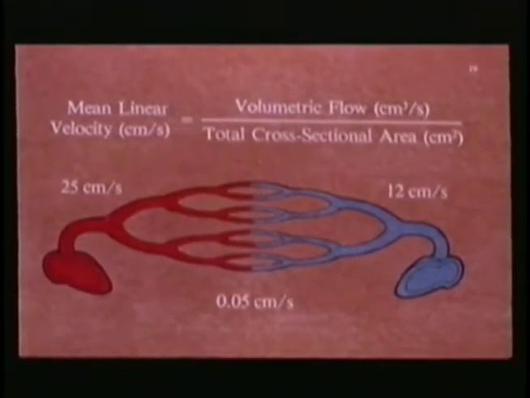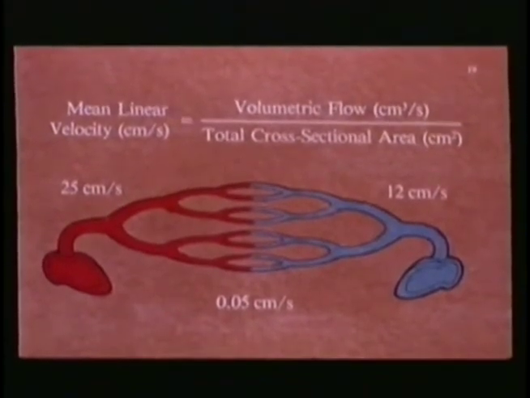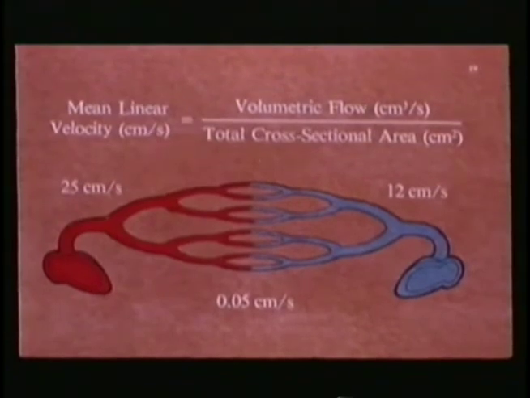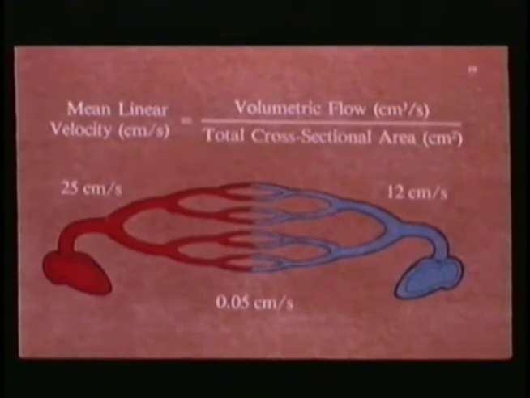As the total cross-sectional area increases progressively from the root of the aorta toward the capillaries, the mean linear velocity decreases from approximately 25 centimeters per second to about 0.05 centimeters per second. The mean linear velocity in the great veins is approximately 12 centimeters per second.